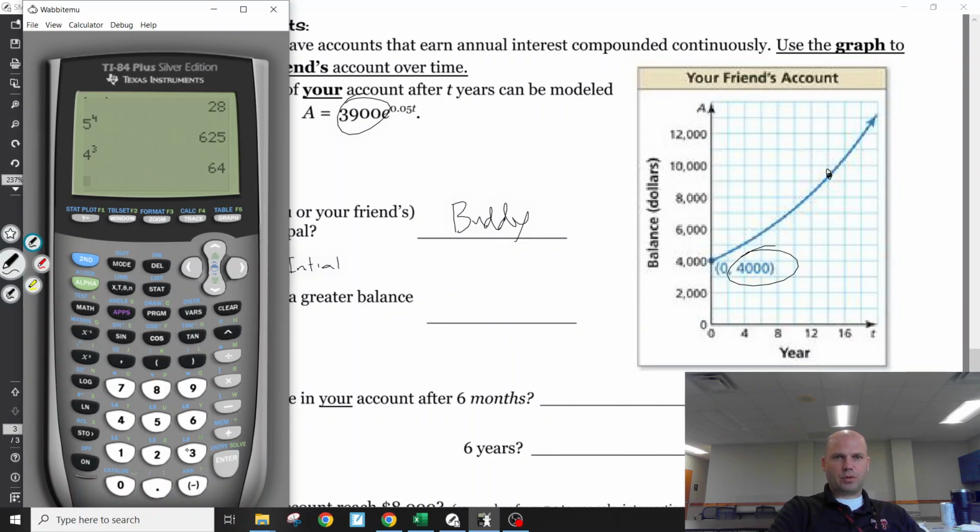Why don't we just plug in 14 for the time instead of graphing? So 3,900 times e to the 0.05 times 14. My buddy's winning. I only get 7,800.